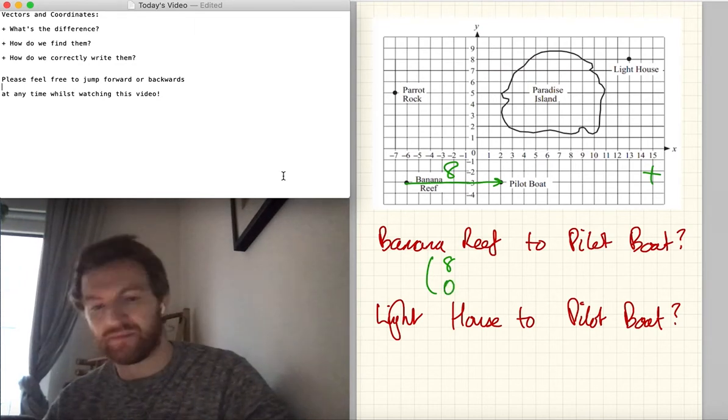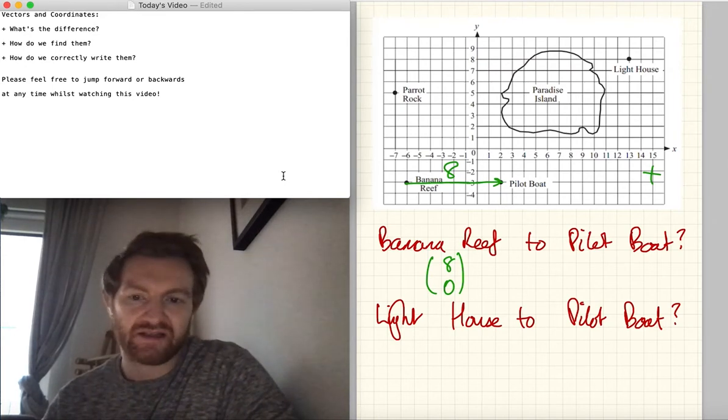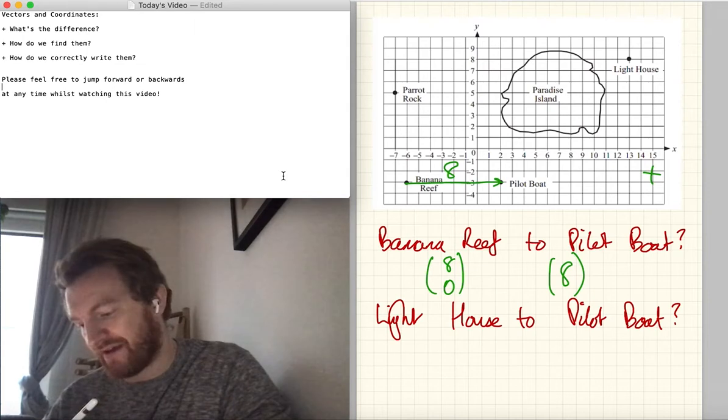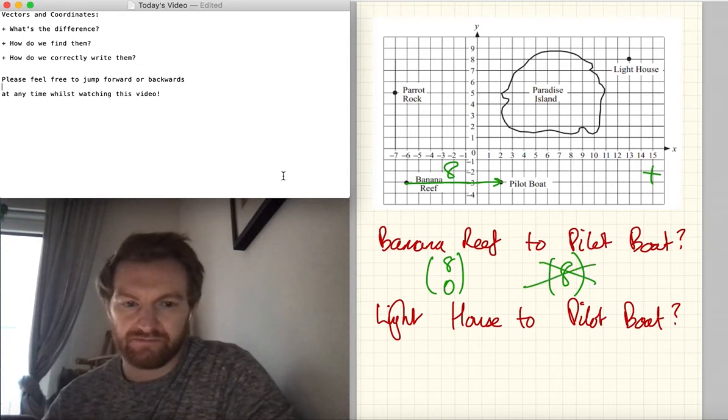Now, we have to write both numbers because if we just wrote 8, we don't know whether that means up or down or left and right. Okay, so you have to write the 0 even if you're not moving, just so you don't get confused.